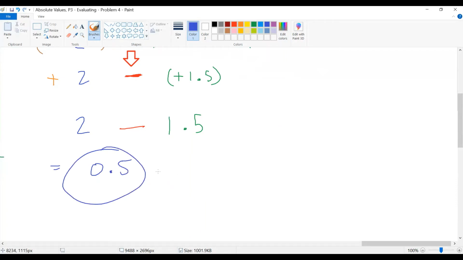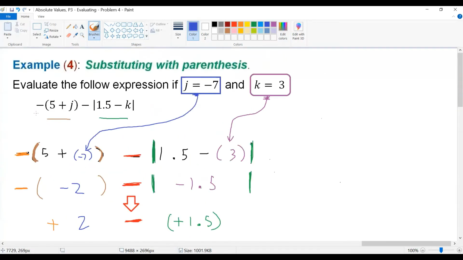And there we have it. For this problem, we just need to take into account that parentheses and absolute values follow the same order of operations, meaning we're strictly going to work from the left side to the right side, and slowly bring down each of the negative symbols according to the order of operations. And that's it. We've done evaluating with absolute values.